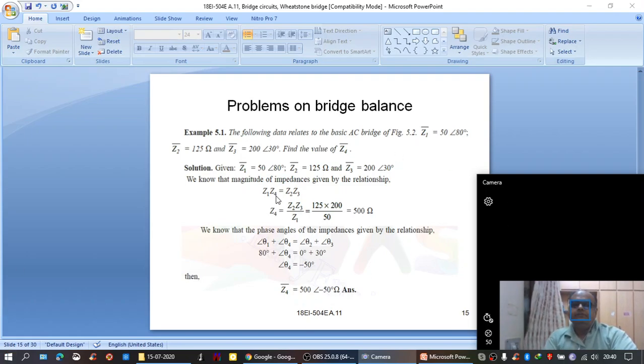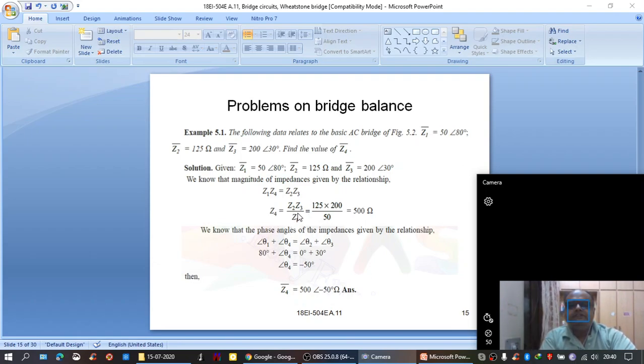So, solution here: Z1 magnitude is given as 50, phase angle 80. Z2 magnitude is given as 125, so naturally phase angle is 0. We have to assume the phase angle to be 0 when nothing is mentioned. And Z3 magnitude is given as 200 and phase angle is 30 degrees. So applying the standard condition for bridge balance, Z1 Z4 equals Z2 Z3.